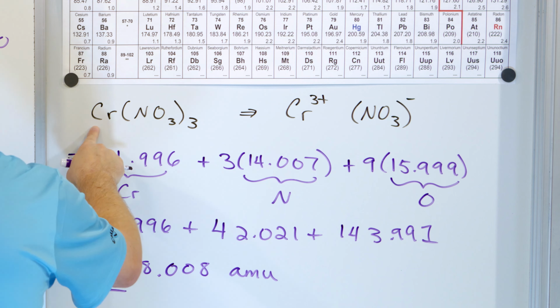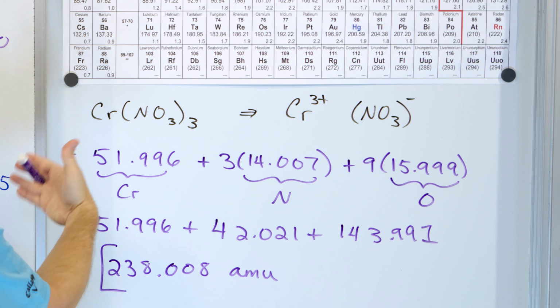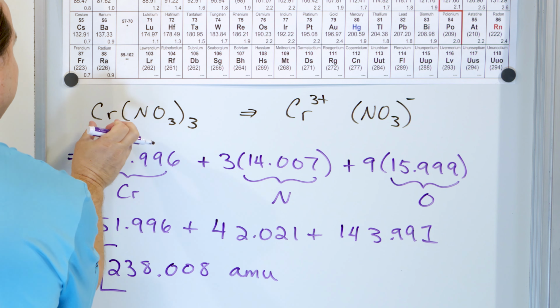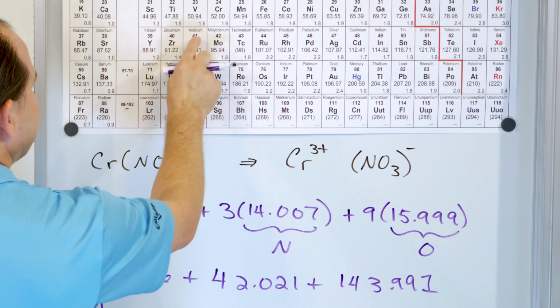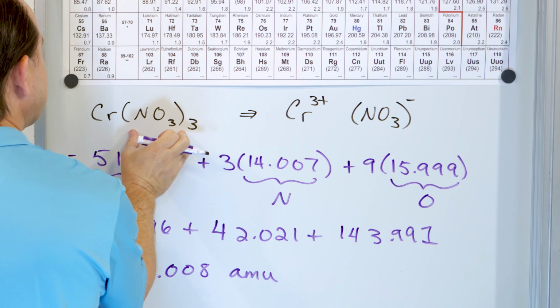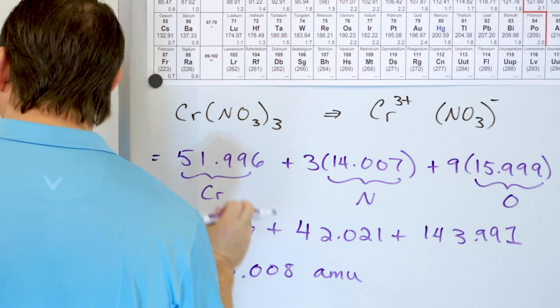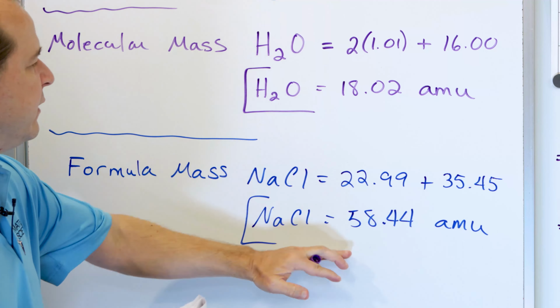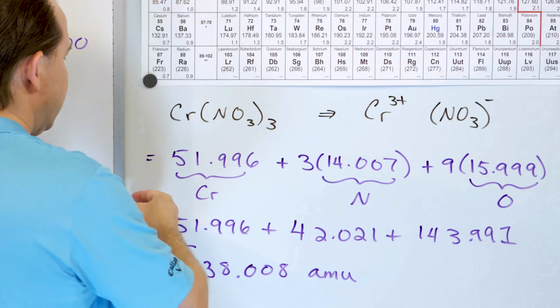238.008 for the mass. This is a formula mass, by the way. It's a formula mass because this is a metal. Chromium is clearly a metal, and a polyatomic ion, which is negative. So this forms an ionic compound formula unit. So this is called a formula mass, just like sodium chloride was a formula mass.